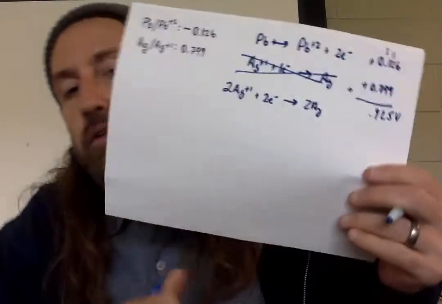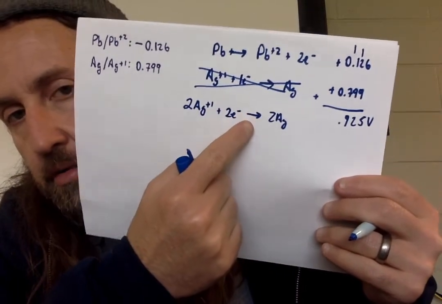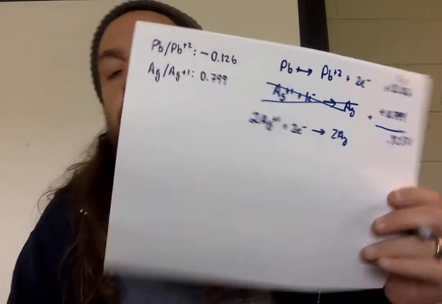Now remember, it's important that we balance the electrons, but that potential is going to stay the same. So our potential is going to be 0.925 volts. But when I'm actually writing the equation, what I'm going to do is it's going to be 2 Ag plus plus 2 electrons yields 2 Ag. Okay, and so that's going to be the truth there, because we need to cancel out those 2 electrons, and that's going to be important when I calculate the free energy.